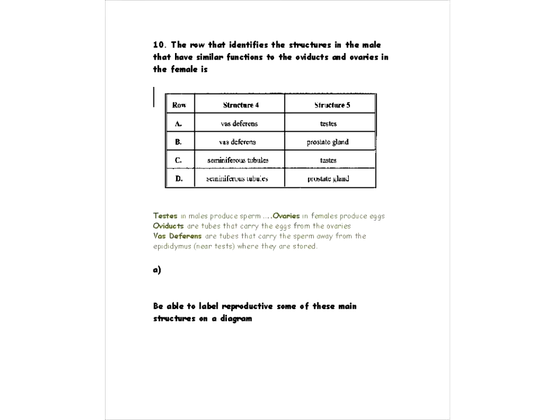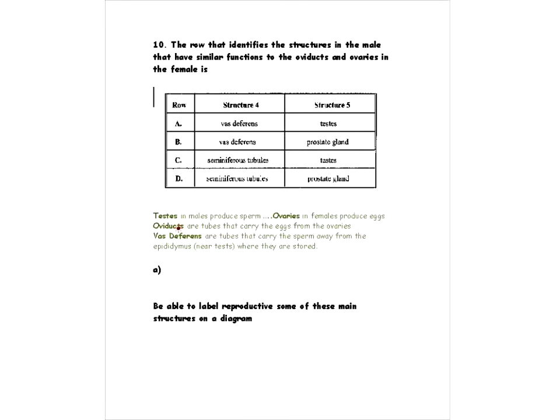Next question says, the row that identifies the structures in the male that have similar functions to the oviducts and ovaries in the female. Okay, so we'll just review the oviducts and ovaries. The oviducts are tubes that carry the eggs from the ovaries. What's similar in males is the vas deferens, because that's a tube that carries the sperm away from the epididymis where they're stored.